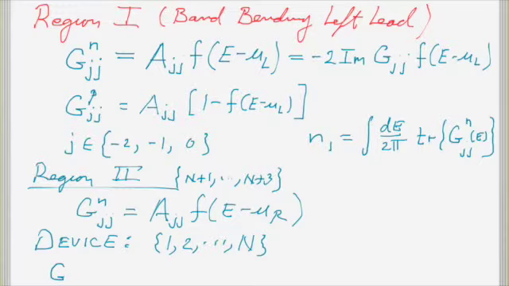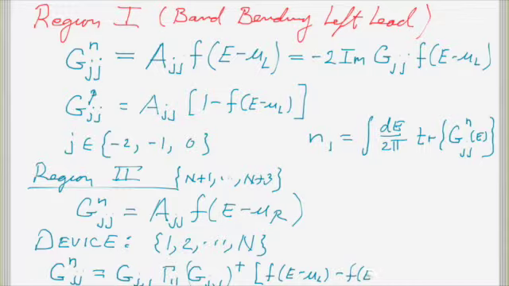G^n_jj is equal to G_j1 gamma_11 G_j1 dagger times F of E minus mu_L minus F of E minus mu_R, minus 2 imaginary G_jj times F of E minus mu_R.